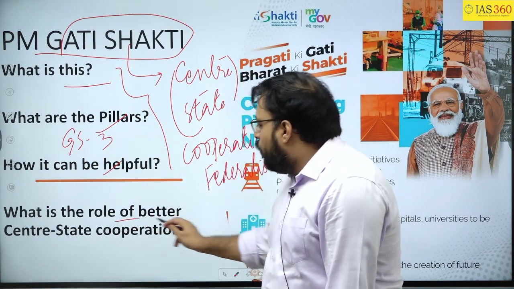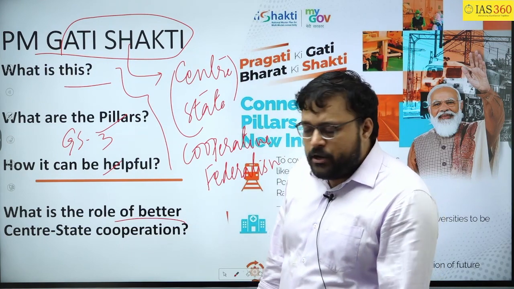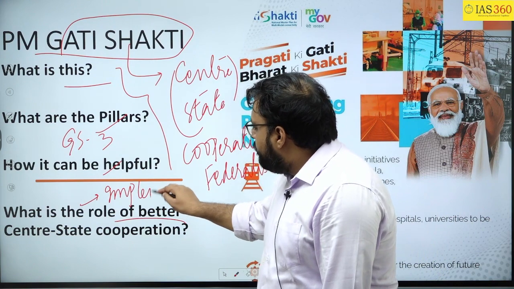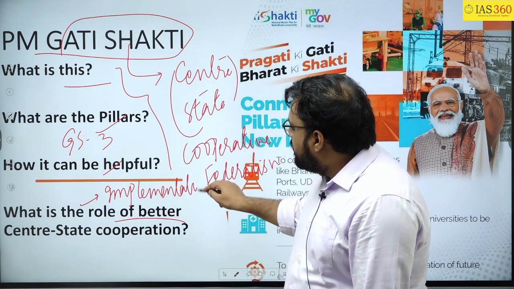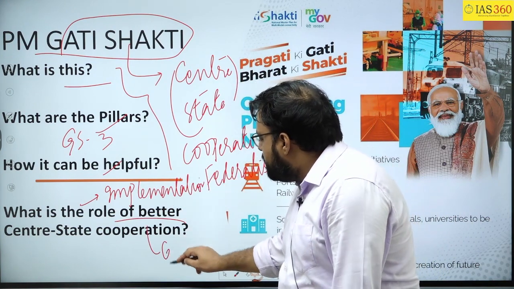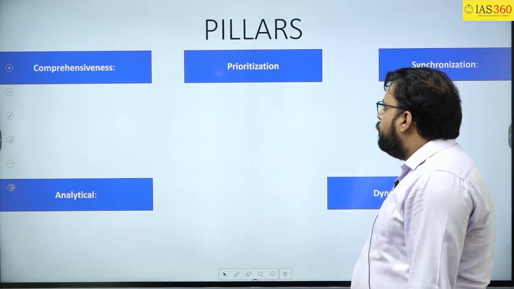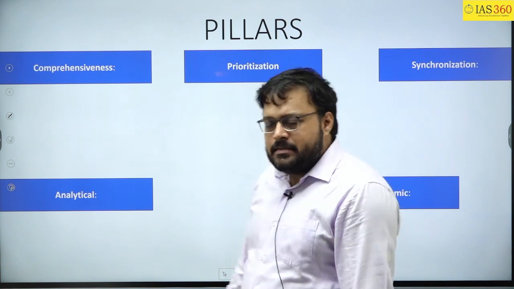But what is the role of better state-center coordination and what is the implementation structure of this PM Gati Shakti? This is the part of GS paper 2. So now moving to the pillars of the PM Gati Shakti.